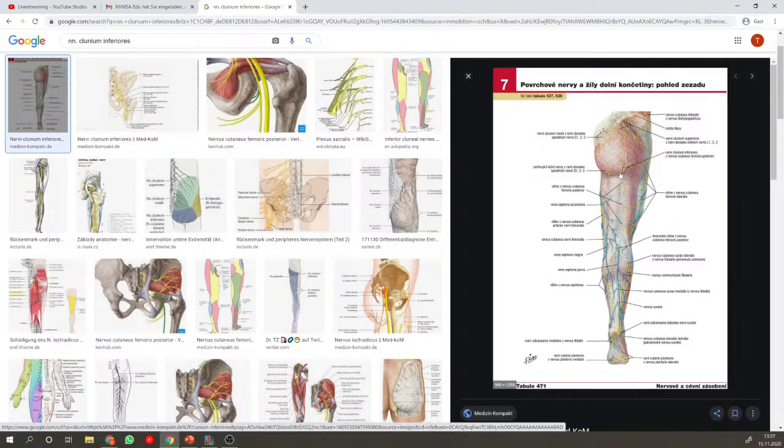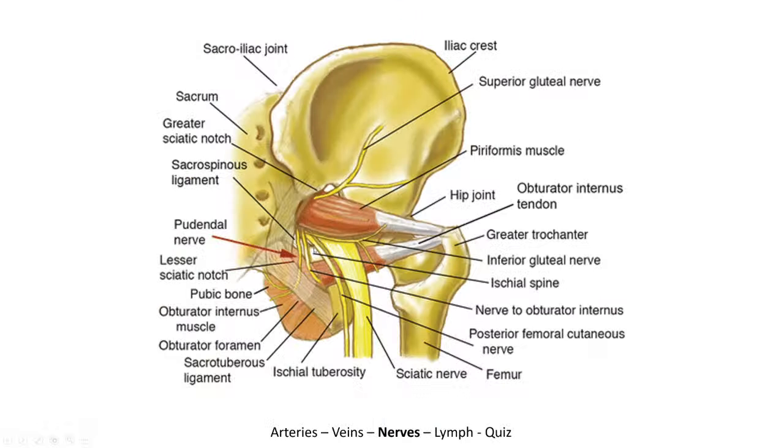And another branch is ramus perinealis. It will supply the superior medial skin of the thigh, as well as the labia majora, of course, and the scrotum. All right, and another important thing is that the posterior femoral cutaneous nerve runs right next to the sciatic nerve. So nervus ischiadicus, and medially to that we have nervus cutaneus femoris posterior.